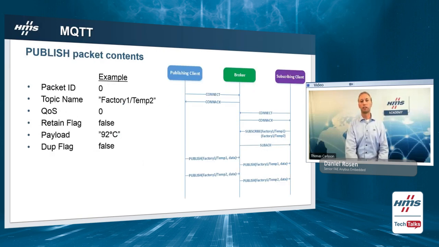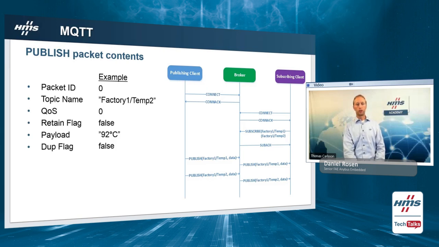Then the publishing client will publish data on the same topic, and the publishing packet has a packet ID, it has the topic name, quality of service level. Here's the retain flag if the broker should keep the value. There's the payload, the actual value, and it can be in clear text like here, or it can be coded in any way. There's also a duplicate flag which is used when using quality of service level 1 and 2 to indicate that it's a duplicate message.